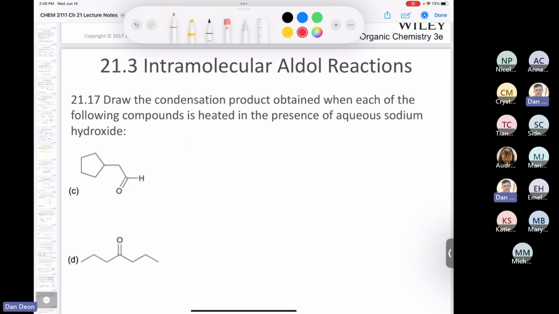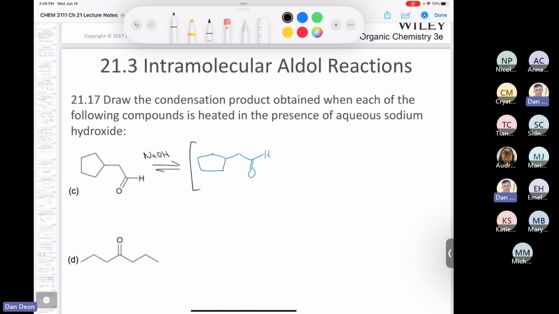So now what we're going to do is, it says draw the condensation product when each of the following compounds is heated in the presence of aqueous sodium hydroxide. So look, I can go over this the long way and say, well, we're going to treat this with sodium hydroxide and we're going to form the enolate. So let me draw the enolate, which is going to look something like this. Okay, here's my enolate. I forgot to do it in blue.